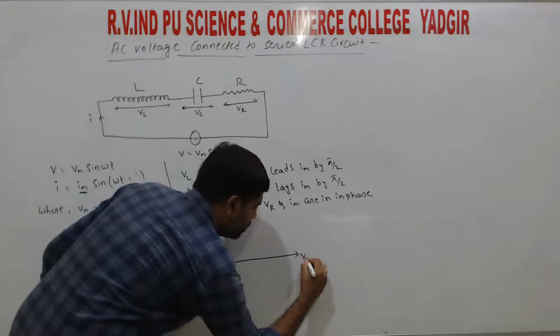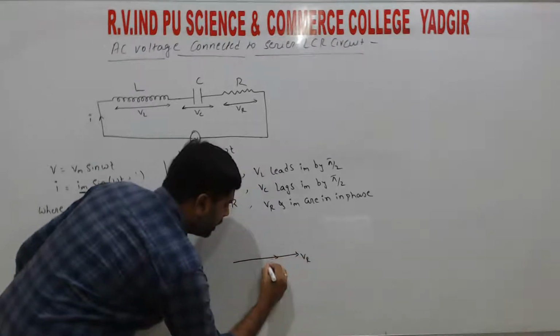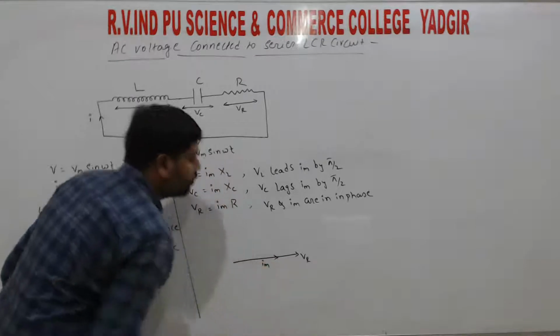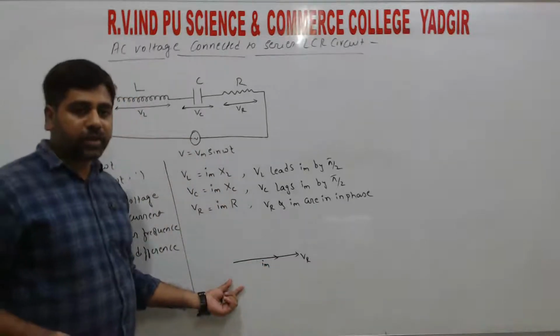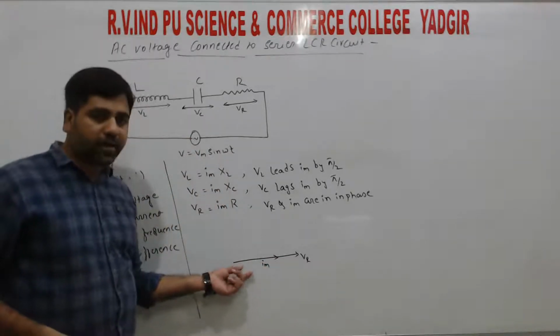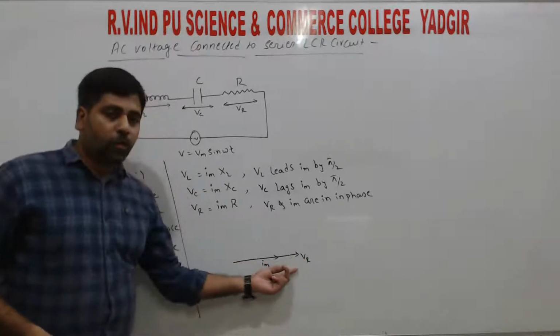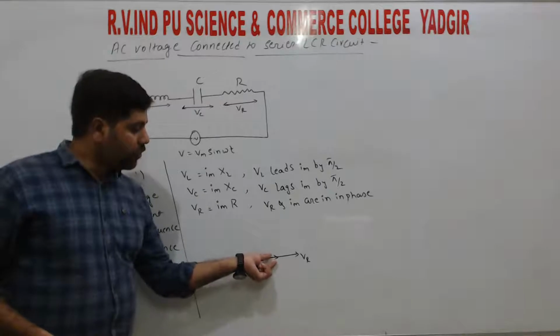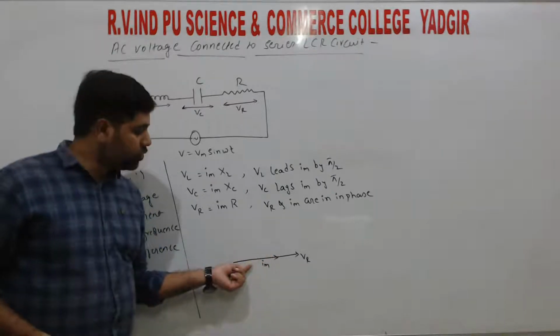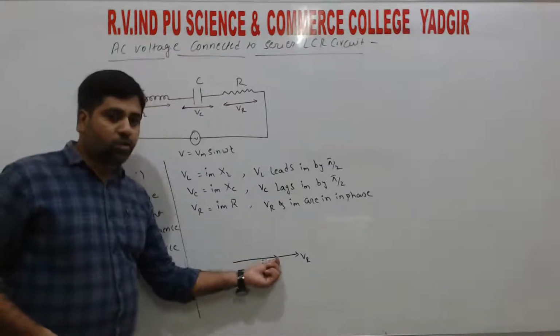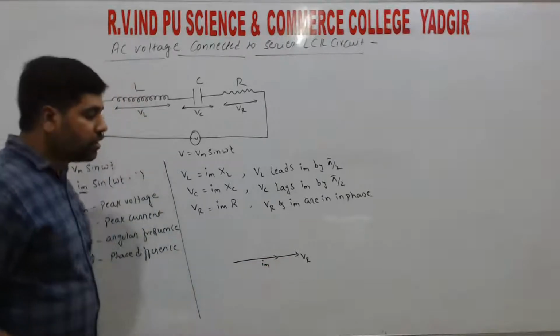So take VR and here somewhere Im. So this is in the case of resistance. So in resistance, when we make the phasor diagram, both are in phase. So VR and current Im both are in phase, meaning the phase difference between these two remains 0. So hence Vm and Ir both are in the same direction, right?